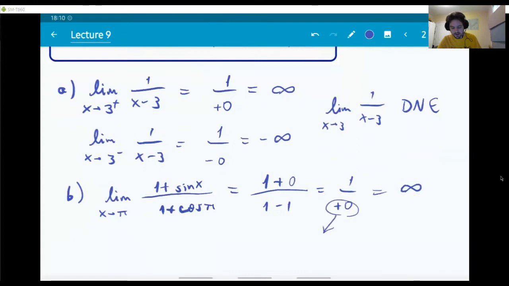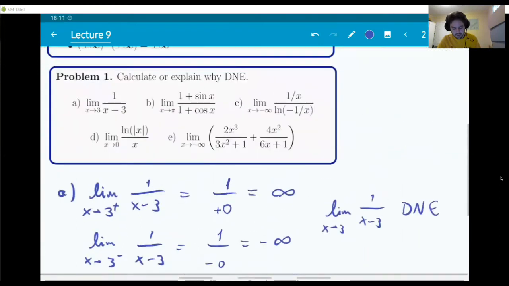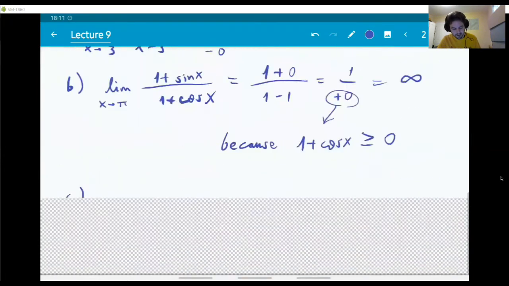Why? If we want to justify this, there should have been an x up here, cosine x plus 1 is always larger than or equal to 0. This is true for any x's, not just the x's on one side of pi or the other side. It doesn't matter which x. So in this case, there is a definite sign for this limit. It's plus infinity. Item C. The function is 1 over x over ln of minus 1 over x, and we're going to minus infinity.